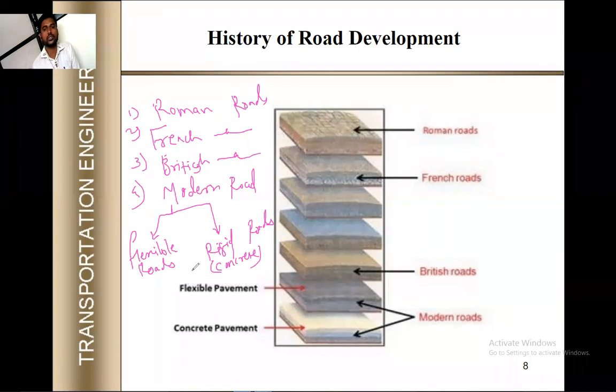In the concrete roads, for lightweight traffic, 20 years minimum life period will be there. If heavy traffic will be there, then 30 years minimum life period will be there. Approximately 20 to 30 years life period will be there for the rigid pavements. Please write down this hierarchy.